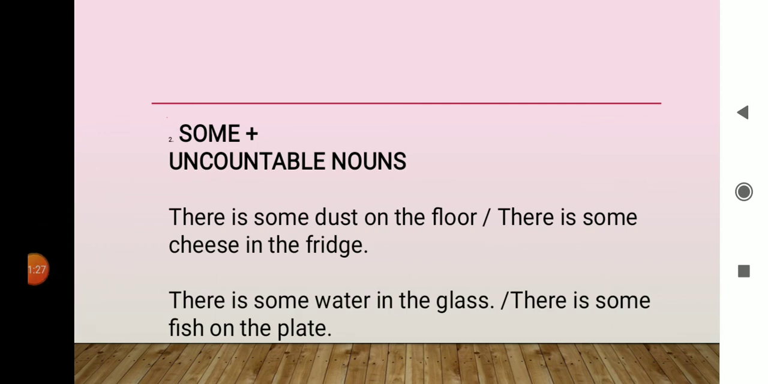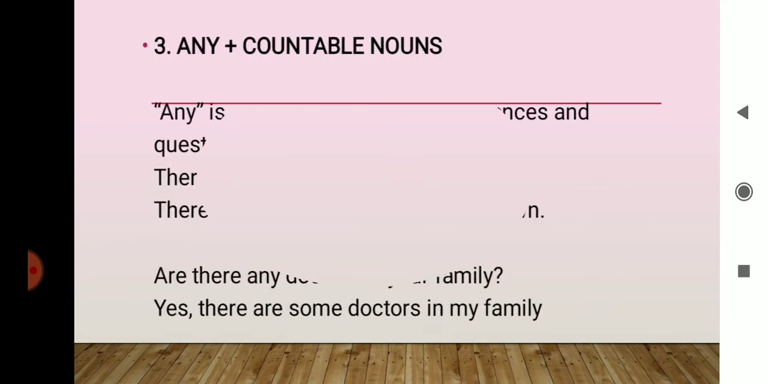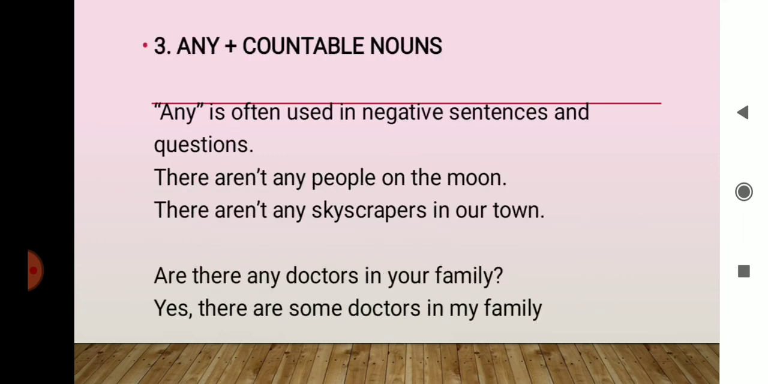Students, some and any suggest both quantity and number. These are used with both countable and uncountable nouns. Some is generally used in affirmative sentences and any is normally used in negative sentences. Let's see use of any with countable nouns. Any is often used in negative sentences and questions. You can see the examples.